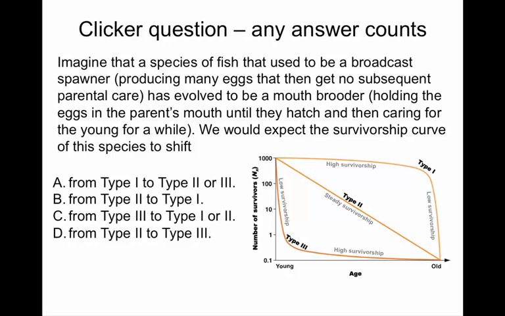Welcome back. Hopefully you picked answer 3. This would be a classic type 3 species, and over evolutionary time we would be expecting it to head towards type 1, so passing then to type 1 or type 2 during this evolutionary period in this history.